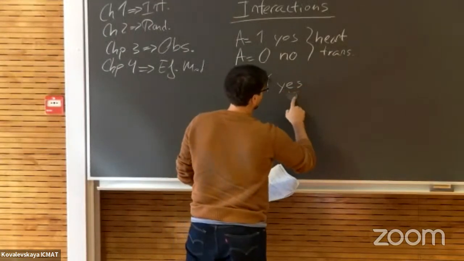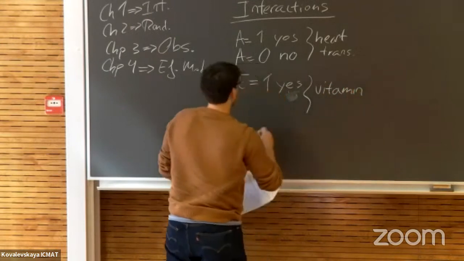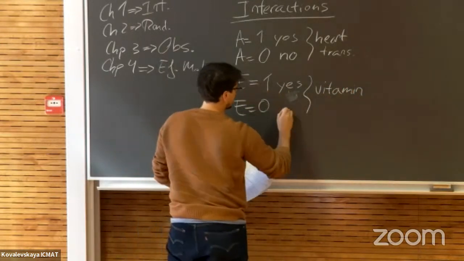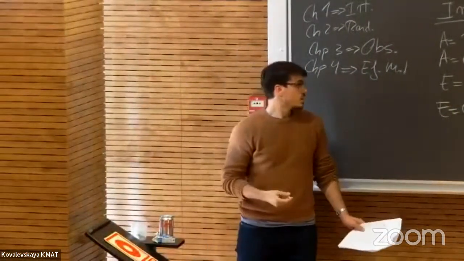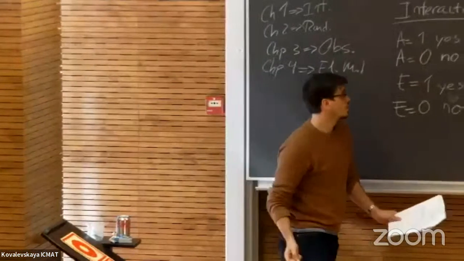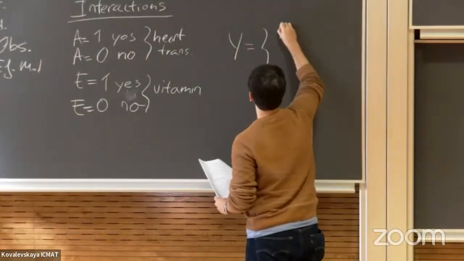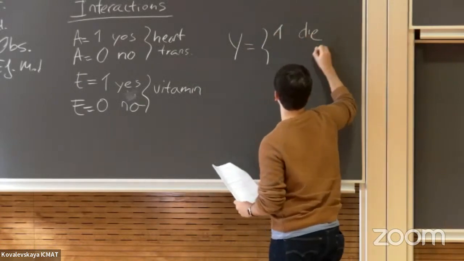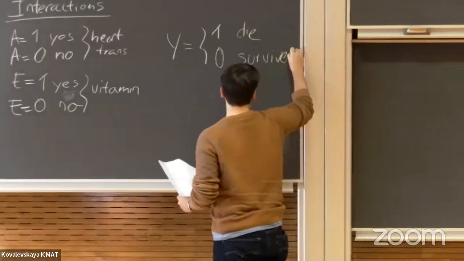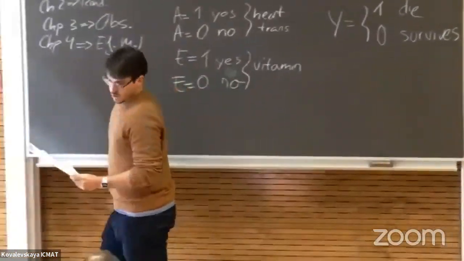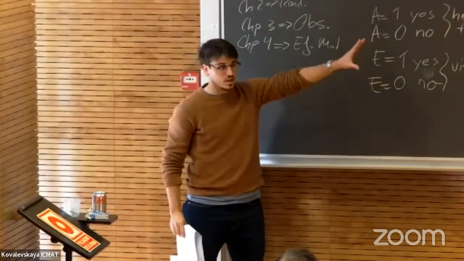Or if this individual didn't take these vitamins, and then the outcome will be again 1 if the individual dies, 0 if it survives. So we are going to study the causal effect of these variables on the outcome.